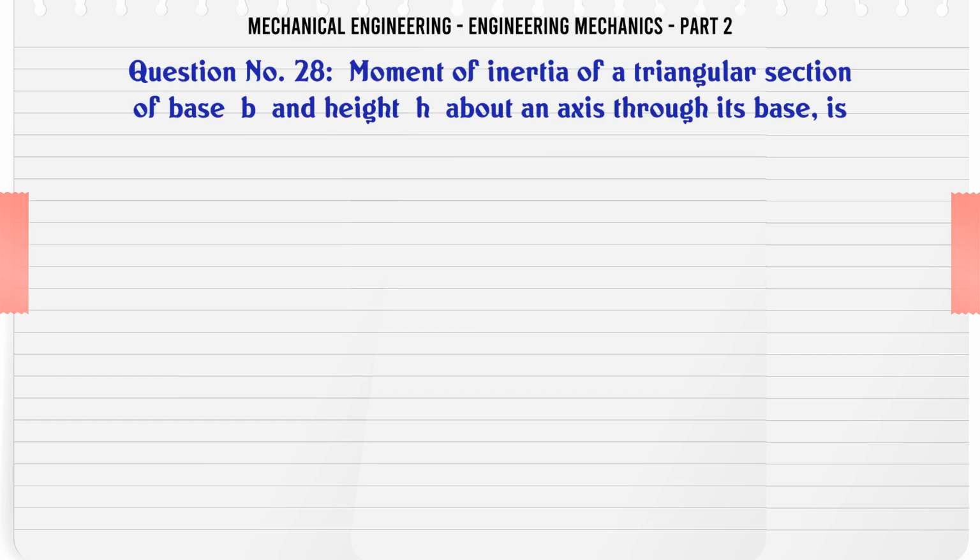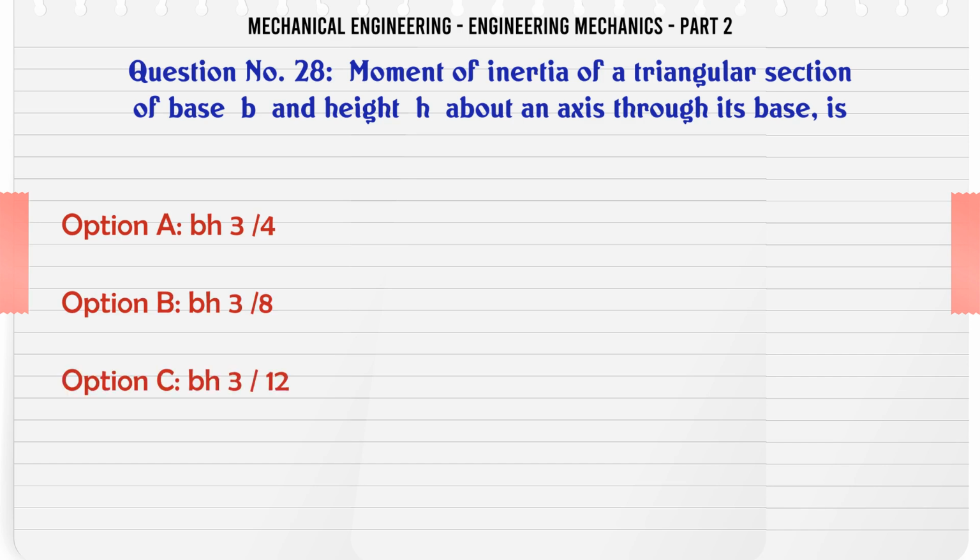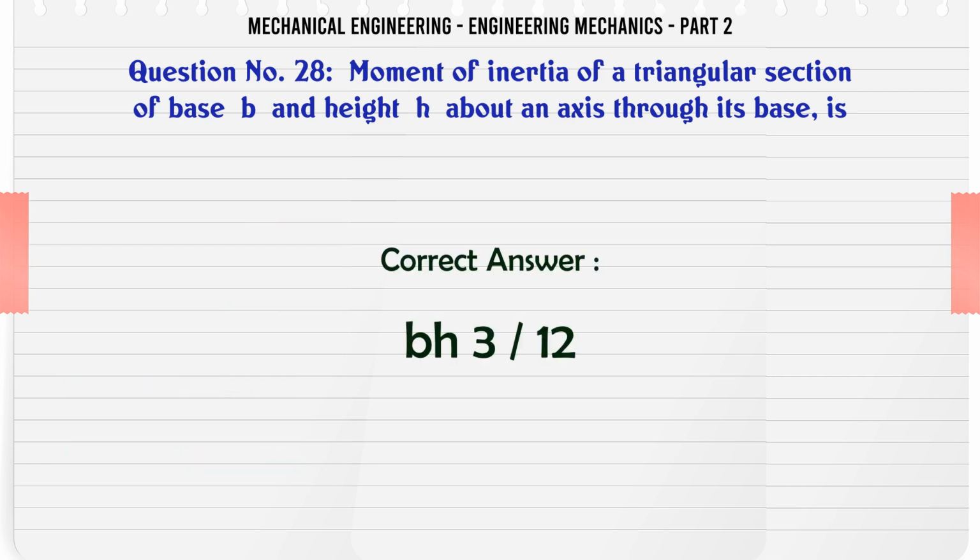Moment of inertia of a triangular section of base b and height h about an axis through its base is: A. bh³/4. B. bh³/8. C. bh³/12. D. bh³/36. The correct answer is bh³/12.